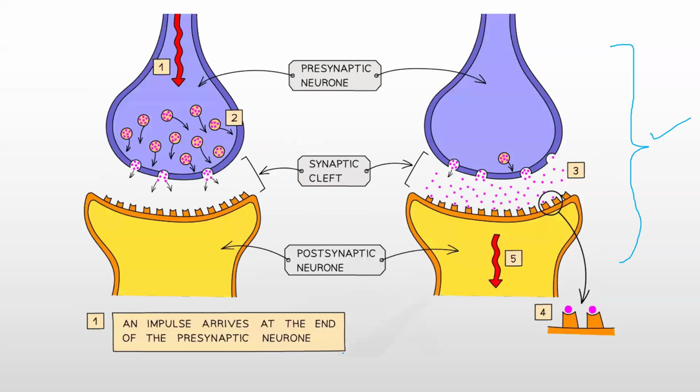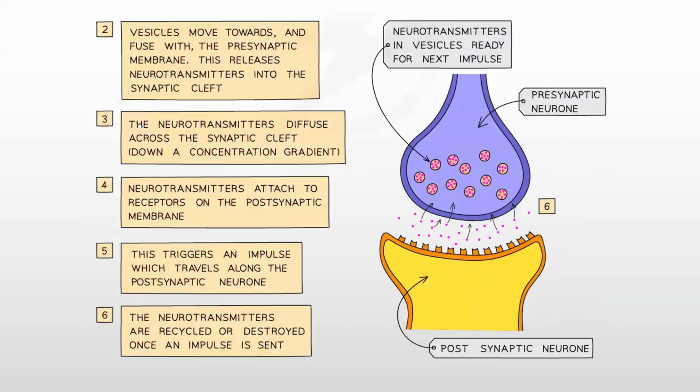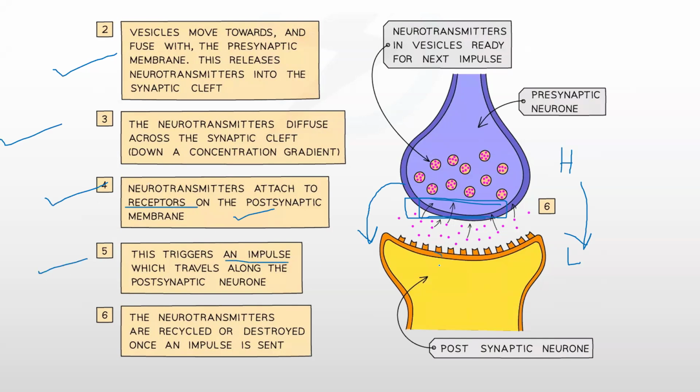So what happens is basically an impulse arrives at the end of the presynaptic neuron, then the vesicles move towards and fuse with the presynaptic membrane. Here is where they fuse. As soon as they fuse, they leave into the synaptic cleft and diffuse across the synaptic cleft down the concentration gradient. Up here there is high concentration, down here there is low concentration. The neurotransmitters attach to the receptors present on the postsynaptic membrane. This triggers an impulse, which is then converted back into electrical form. The neurotransmitters are then recycled or destroyed once an impulse is sent.